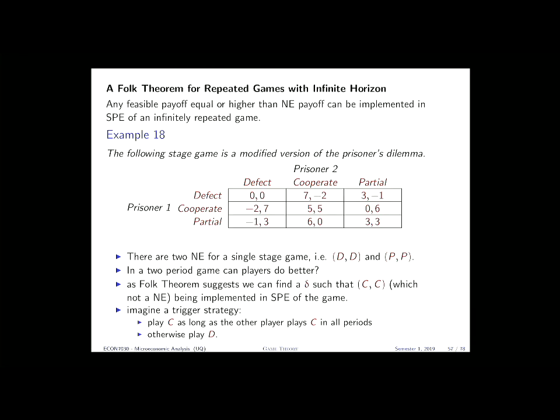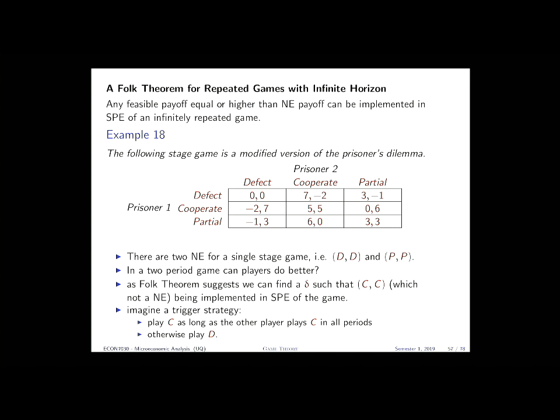So now it's time to read the established result for infinite horizon game. This would help you to find trigger strategies. The established result simply says that any feasible payoff equal or higher than the NE of a stage game can be implemented in the SPE of an infinitely repeated game.